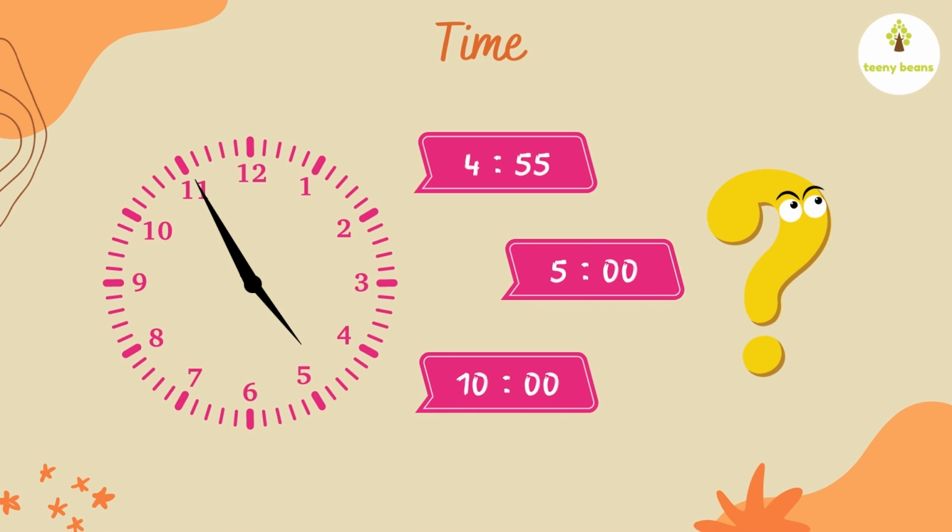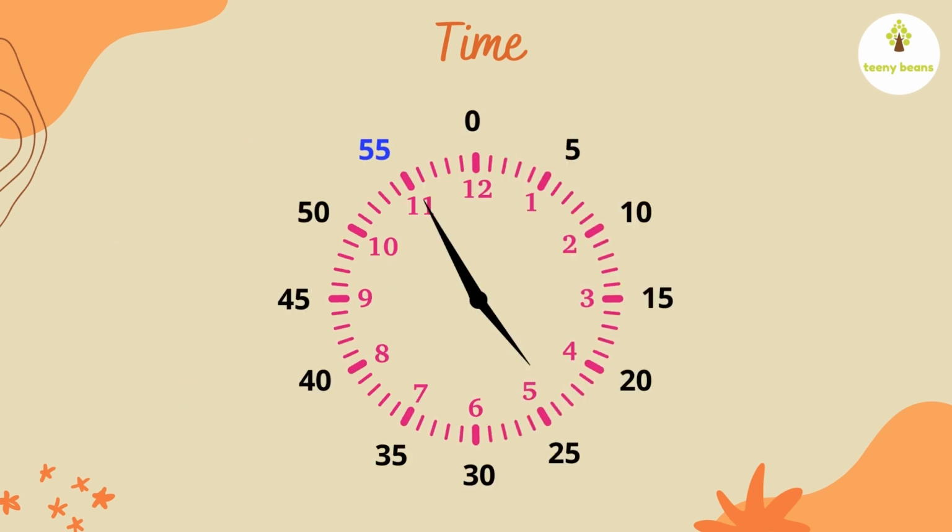Where do you think the hour hand is pointing to? It is close to 5, but hasn't yet reached 5. In fact, it has moved further away from 4. And where is the minute hand pointing to? The minute hand is pointing to 11. Hope you remember the rule that to count time, we count by 5 for the numbers 1 to 12.